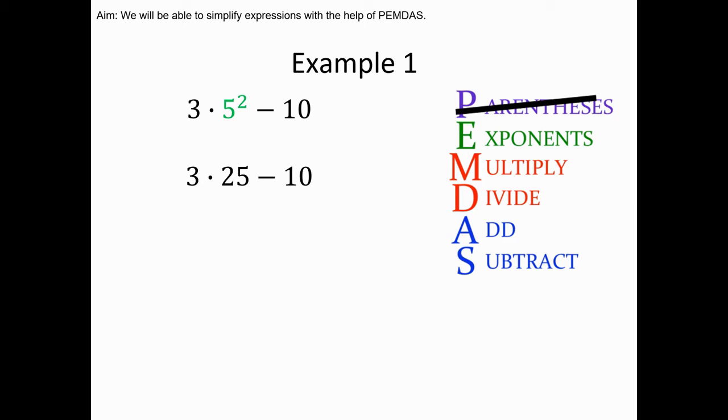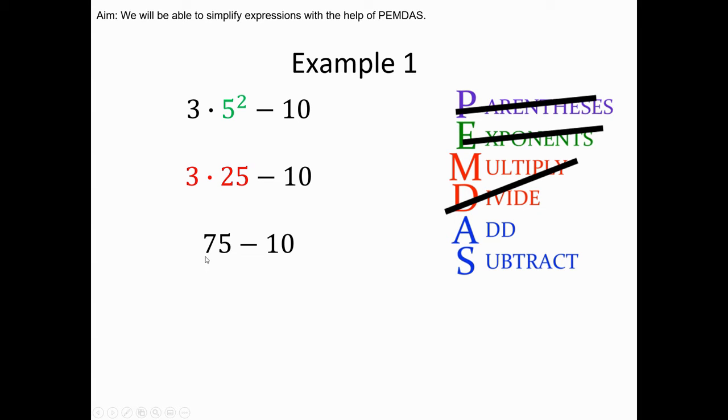I don't see any more exponents. We can go and cross that off too. Now we talk about multiplying and dividing. I don't see any division. Remember, you should do these two around the same time. But I do see multiplication, 3 times 25. And that's going to give us 75. So now we're done with multiplying and dividing. Cross that off.